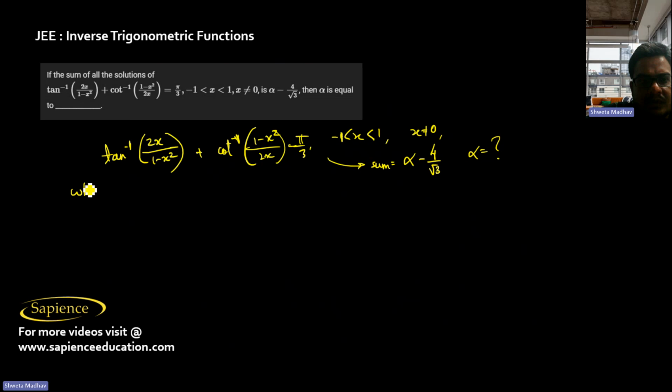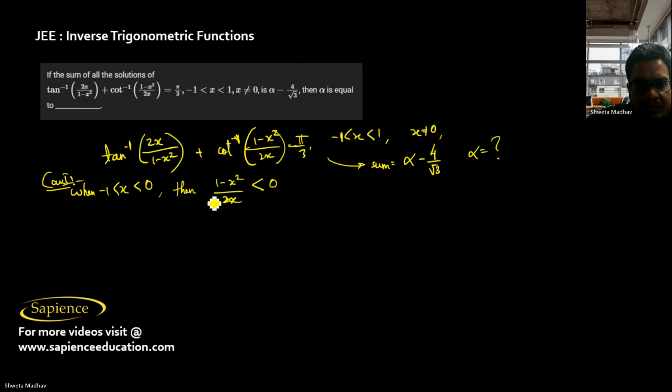So now first we have to take case 1. Case 1 is when x is going from -1 to 0. So then 1 minus x square by 2x will be negative, obviously, since 1 minus x square will be greater than 0 always, but 2x will be negative. So this will become negative.